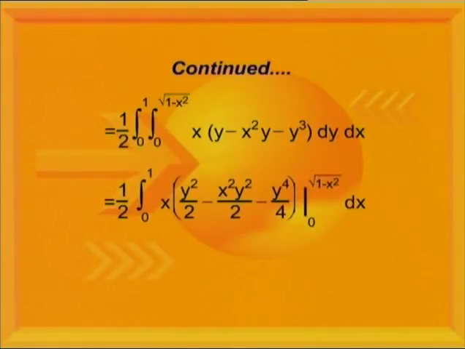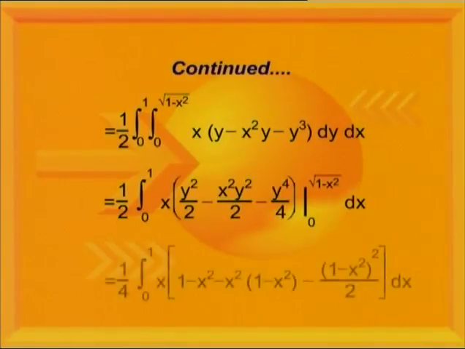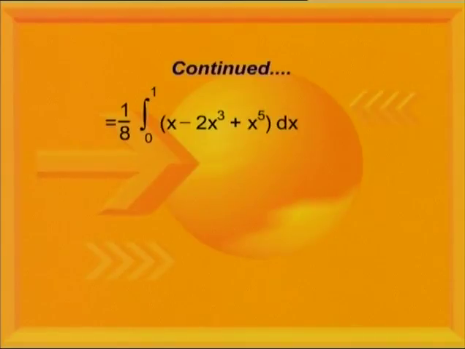This will be integrated with respect to x, between the limit x is equal to 0 to 1. The half factor is just lying outside the integral sign. And now after substituting the limits for y and simplifying, we get 1 over 8 into the integral of x minus 2x cube plus x raised to power 5 with respect to x, x is from 0 to 1.